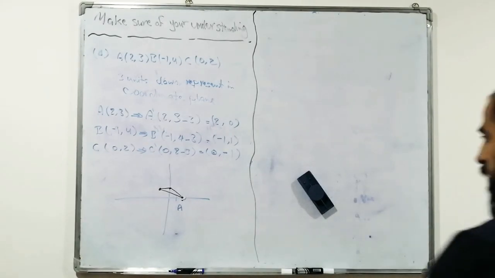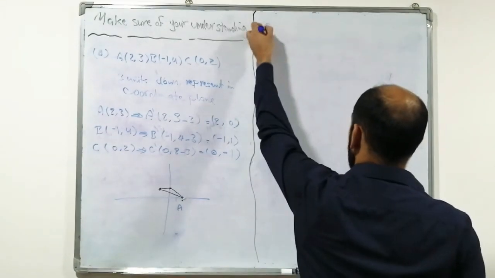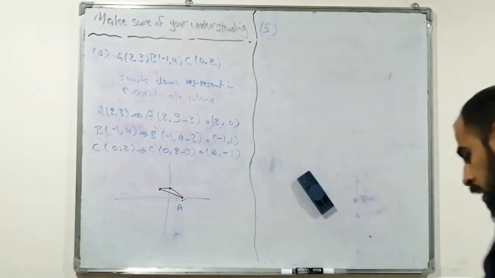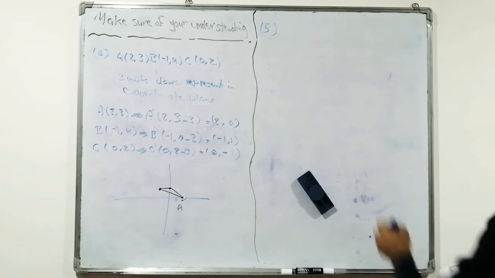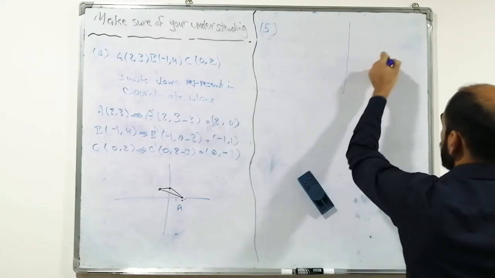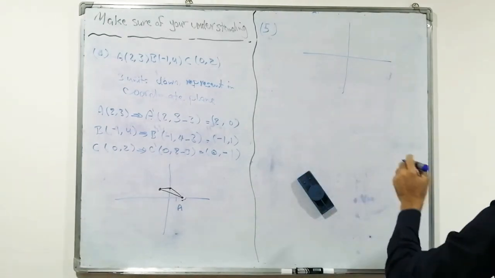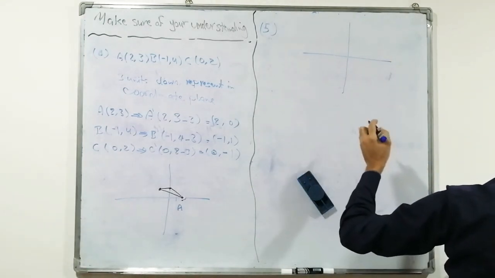Now in question 5 we have: copy the triangle ABC, then determine the ordered pairs in the coordinate plane and find its translation 3 units right and 2 units down. In this figure we have a coordinate plane. In the coordinate plane we have a triangle.